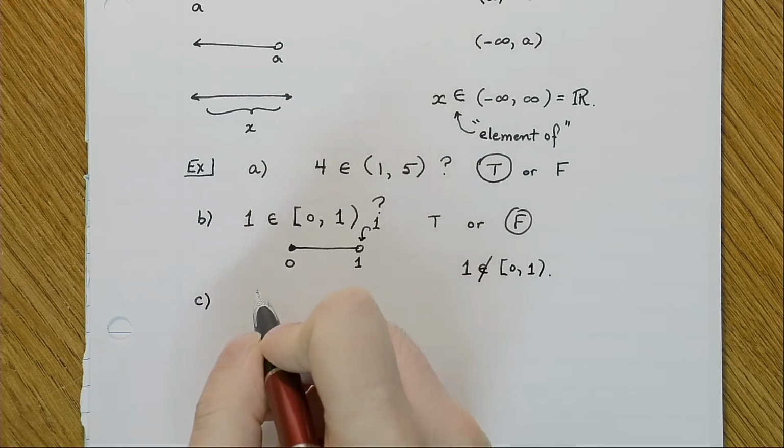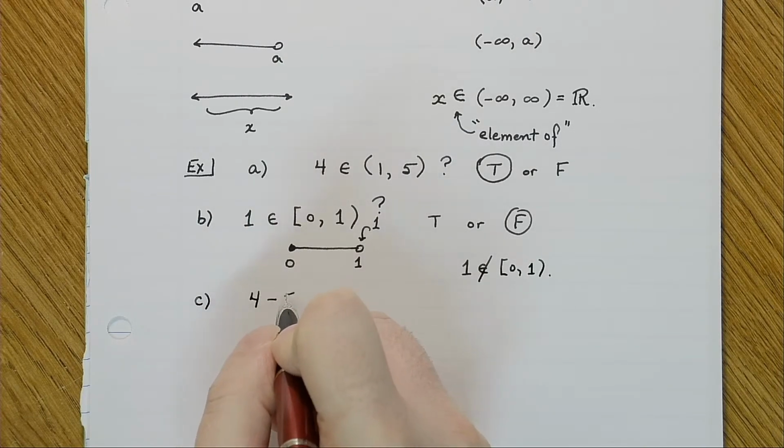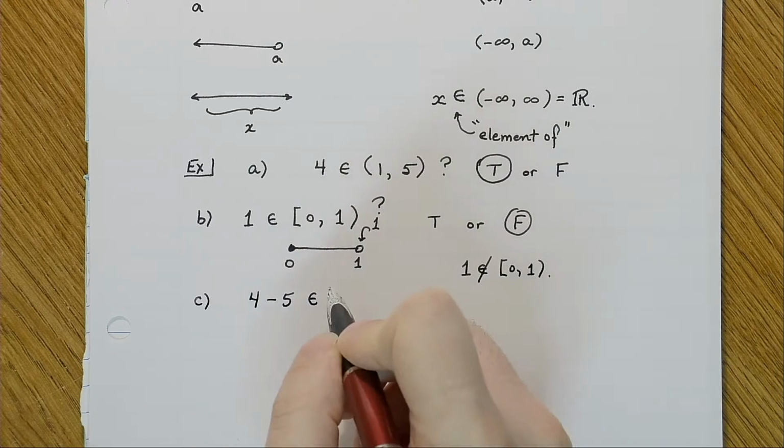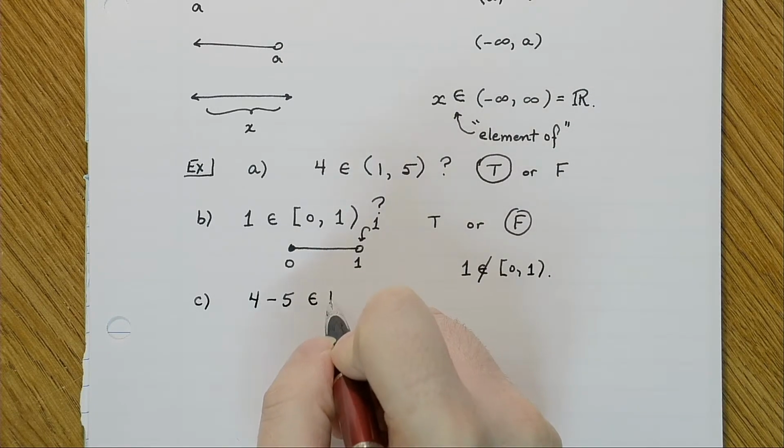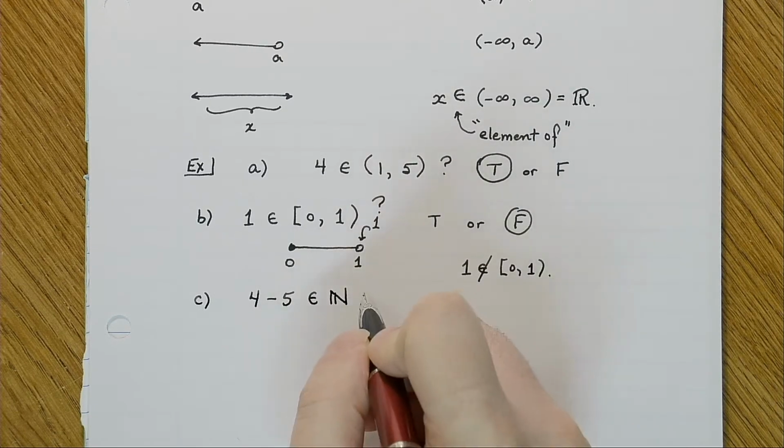And as a review from last time, negative 5, is that an element of the natural numbers?